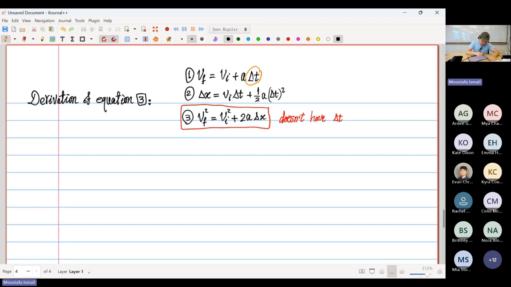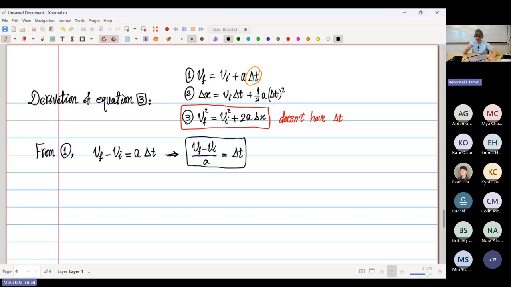By that I mean, from equation 1, we can rearrange this equation as follows. We can write it as V final minus V initial equals A delta t, and then divide both sides by A. So V final minus V initial divided by A is equal to delta t. Okay, so I got what delta t is in terms of other variables. And then substitute in 2.